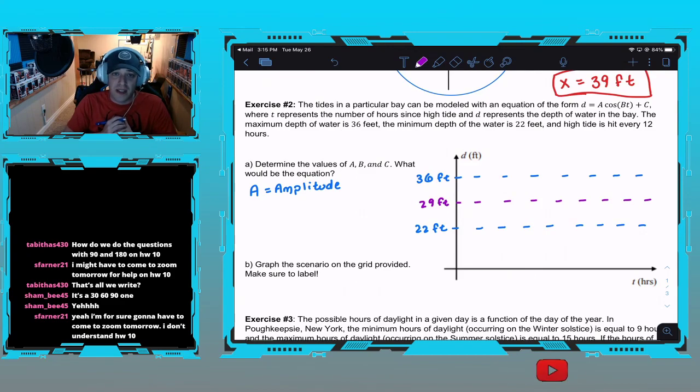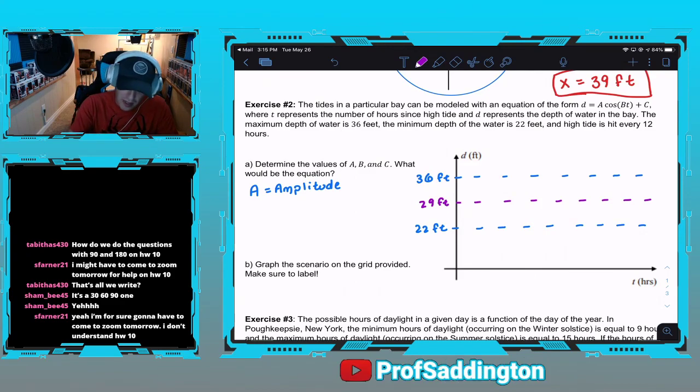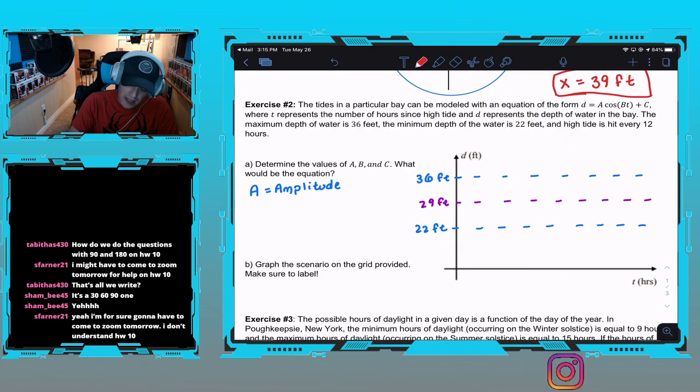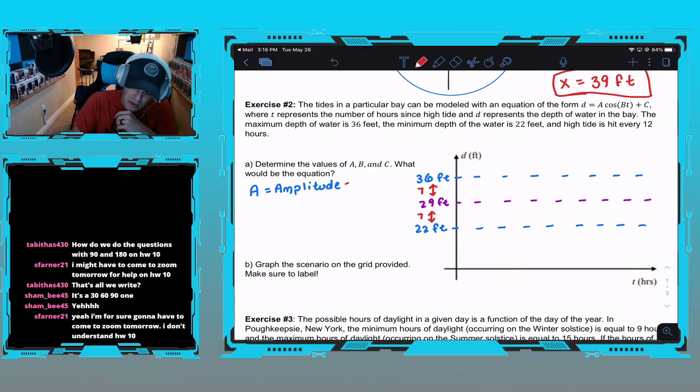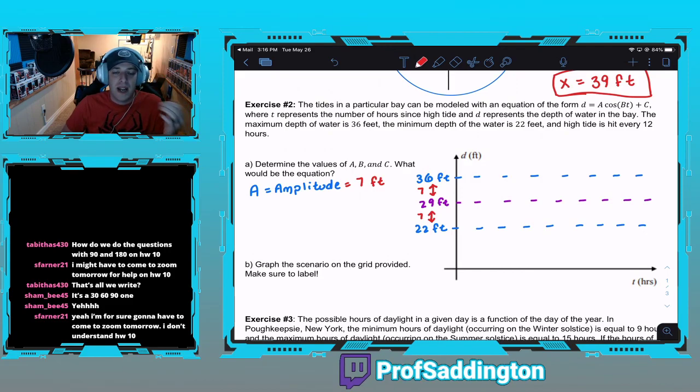So I'm going to check this. I have to confirm that this is correct. If this is correct, the amplitude between the max, min, and midline should be exactly the same. Well, if you go from 29 to 36, that is going to be 7. And if you go from 22 to 29, that is also going to be 7. So the amplitude for this function is 7 feet, because it's how high and how low you are from the midline.